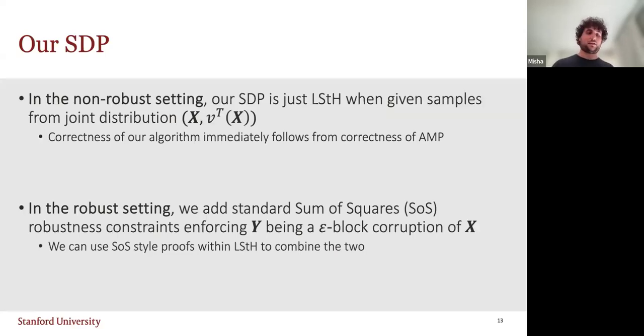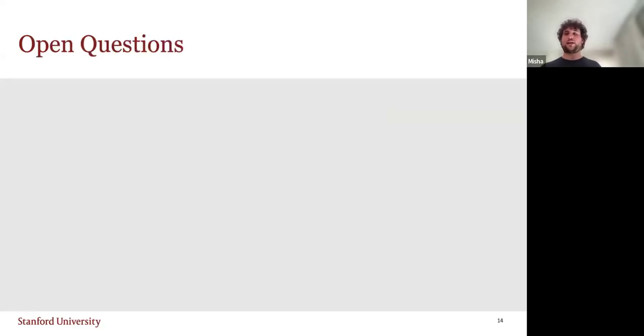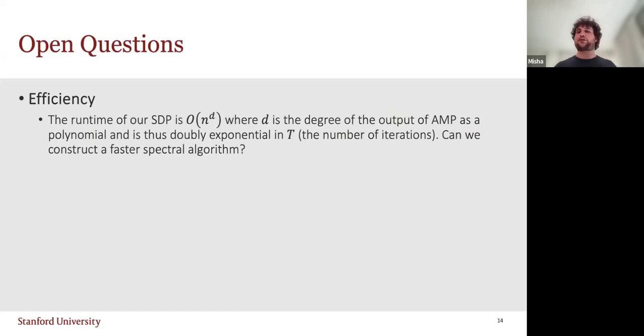Of course, there are some open questions that arise from this task. The first is, of course, efficiency. It's been hanging over us this whole time. The runtime of a semi-definite program depends exponentially on the degree of the output of AMP as a polynomial. Even in the polynomial setting, even when the denoisers are polynomial, this is doubly exponential in the number of iterations. Now, AMP only runs for a fixed number of iterations, so this is polynomial time, but the question is, can we construct a faster spectral algorithm? That's one of the most important things we can do to make this efficient.